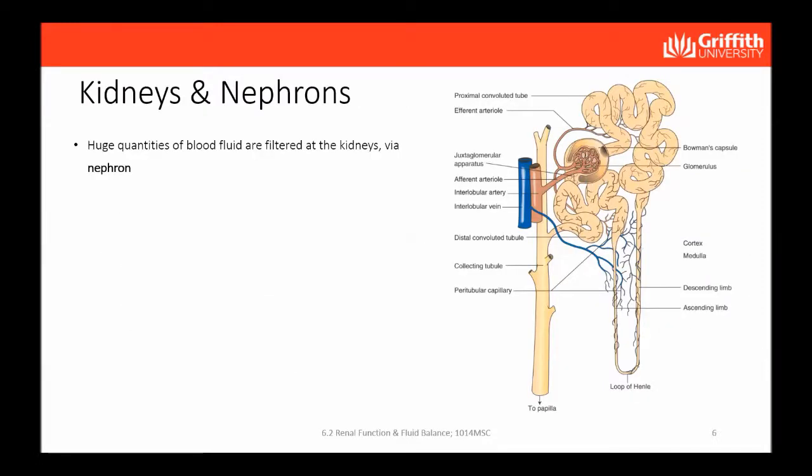Huge quantities of blood are filtered through the kidneys by the nephrons. These are the structural and the functional units of the kidney. Each kidney contains over 1 million of these tiny blood processing units, which carry out the processes that form urine. In addition, there are thousands of collecting ducts, each of which collect fluid from several different nephrons and deposits it into the renal pelvis.